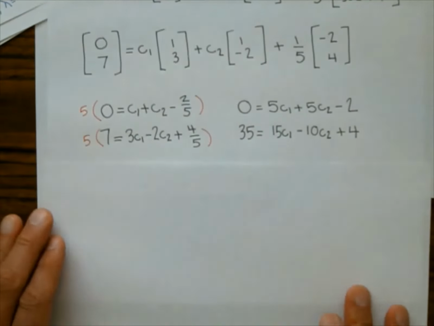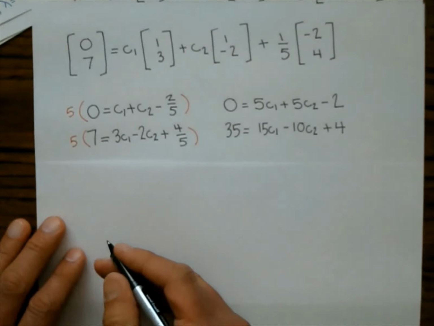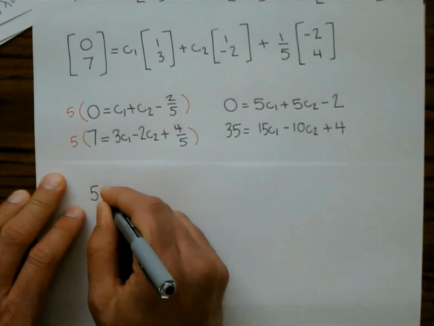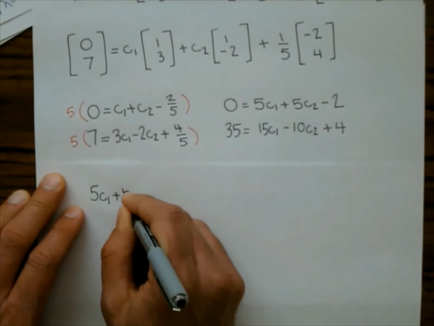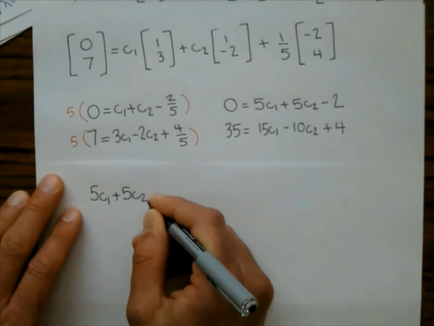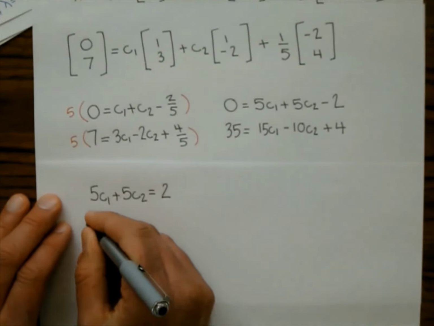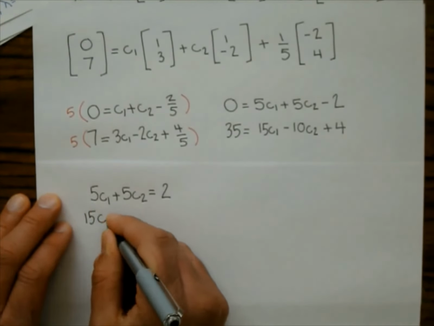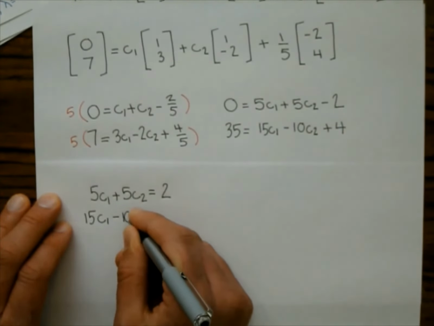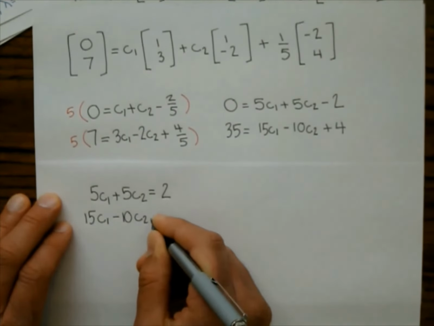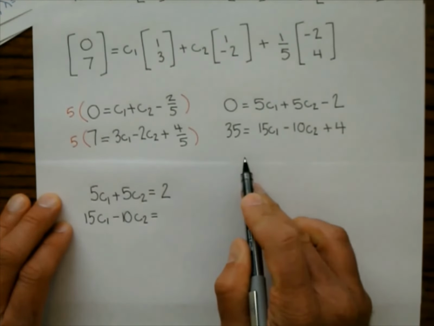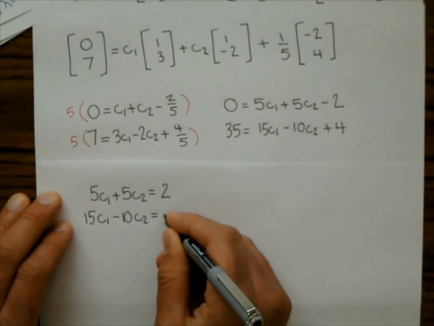Another piece of paper. So let's write up the top equation a little nicer here. So the top equation is going to say 5C1 plus 5C2 equals 2. And the bottom equation says 15C1 minus 10C2 equals, that's going to be 31.